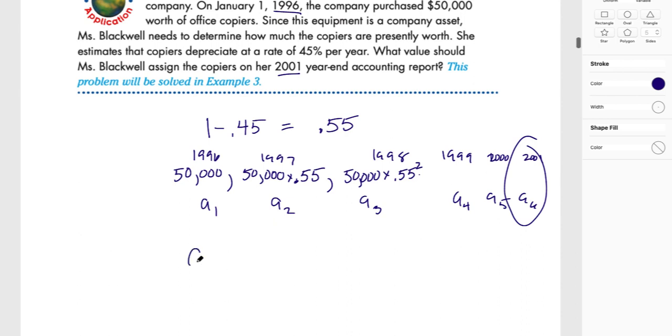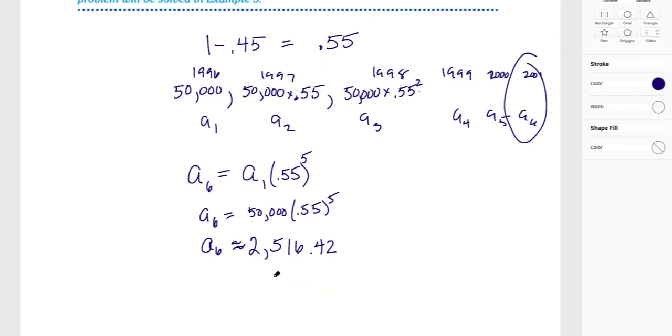So we remember that to get A sub 6, what we have to do is take A sub 1 and multiply it by the common ratio, which we know to be 0.55, to the n minus 1 power, so to the fifth power. So A sub 6 is what we're looking for. A sub 1 is 50,000. And now I'm going to grab my calculator and calculate this for us. So with that in mind, we get approximately $2,516.42. That's the worth of those copy machines just a short 6 years later. Actually 5 years later if we count the first year as year 0.